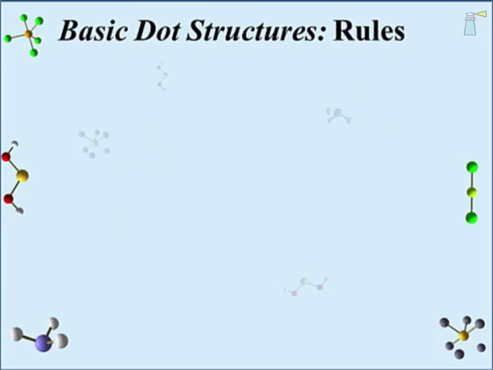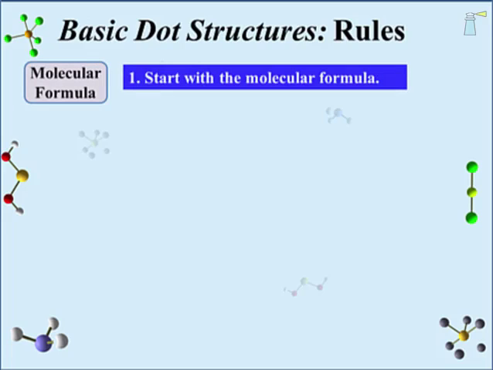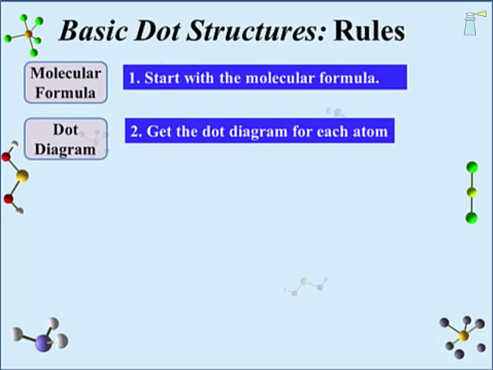There are a number of ways to construct a dot structure of a molecule. Here's one of the more straightforward ways. Start with a molecular formula. From there, get the dot diagram for each atom in the molecule. If there are 2 hydrogens, get 2 hydrogen dot diagrams.